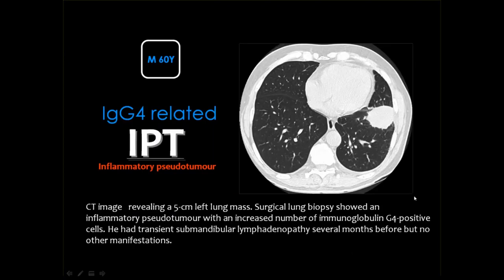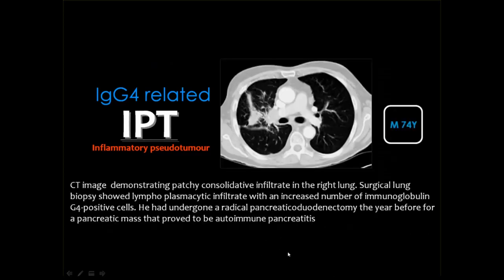Then this is what we call an inflammatory pseudotumor, but you cannot say that if you see a mass in the lung. We have agreed that a mass in the lung of an adult should be considered as a bronchogenic carcinoma until proved otherwise. And this mass will be biopsied, of course, and the biopsy showed that it is a fibrous pseudotumor or inflammatory pseudotumor, which is related to IgG4 disease.